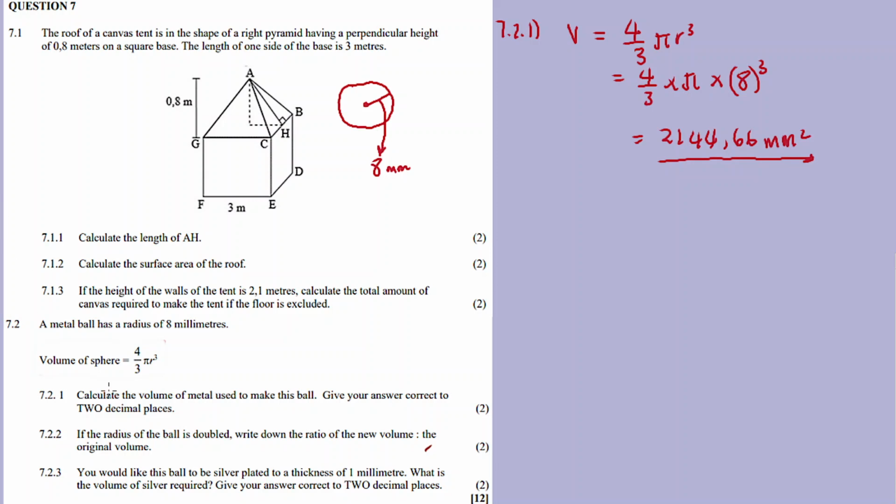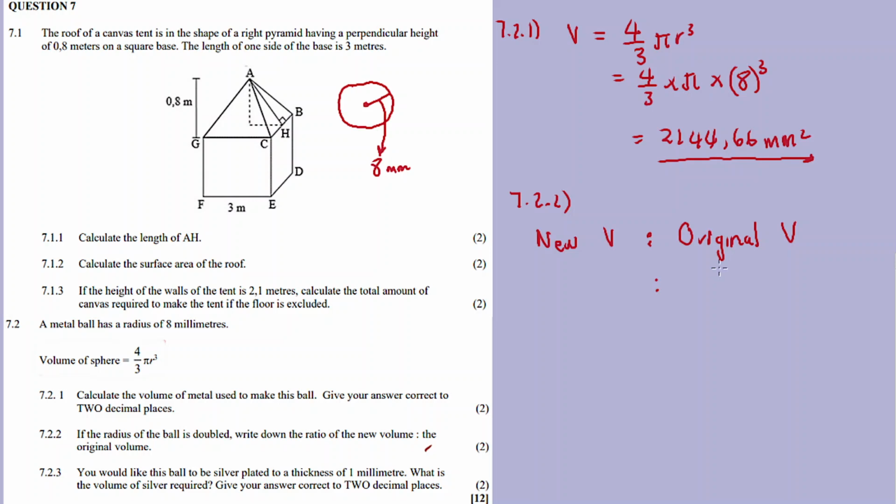Now 7.2.2: if the radius of the ball is doubled, write down the ratio of the new volume to the original volume. So we want the ratio of the new volume to the original volume.